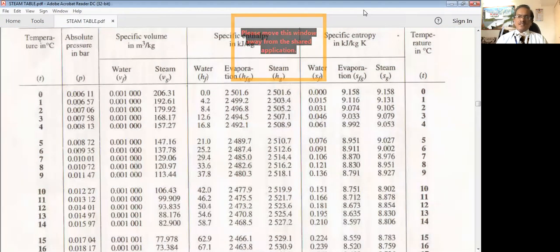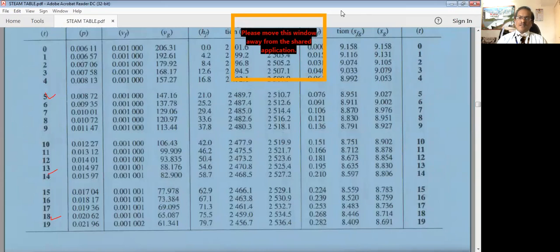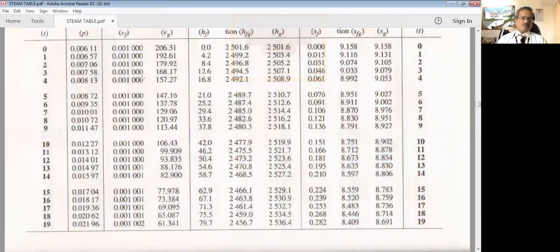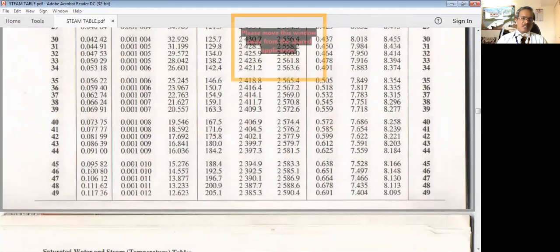Here, this table indicates the values of properties for the different temperatures. So you will see starting from 0 degree centigrade, then 9, 10, etc. Different values of pressure are given, similarly to what we have seen earlier. We can see that different values of temperature and the corresponding properties are given in this table, varying from 20 up to 49 degrees centigrade.